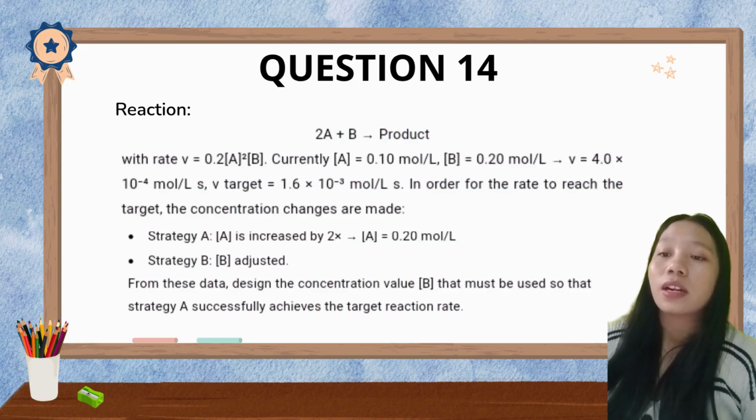In order for the rate to reach the target, concentration changes are made. Strategy A: concentration A is increased by 2 times, producing concentration A equals 0.20 mole per liter. Strategy B: concentration B is adjusted. From this data, determine the concentration of B that must be used so that strategy A successfully achieves the target reaction rate.